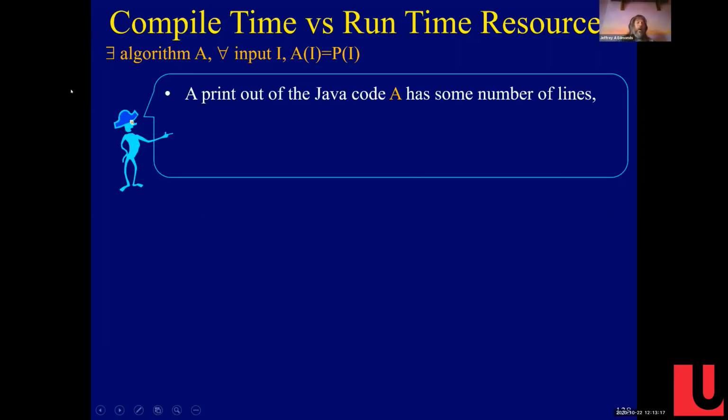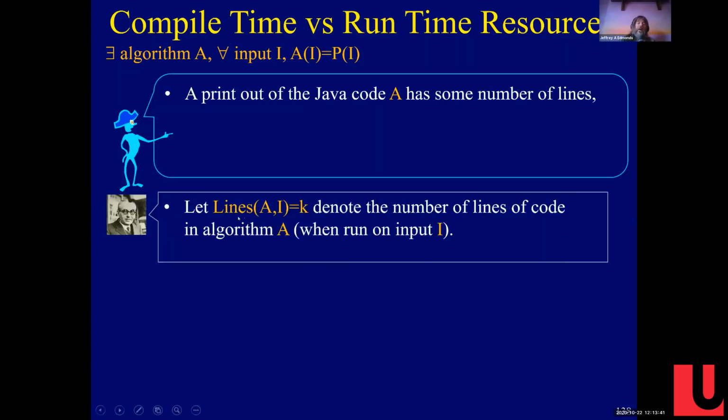So let's talk about that more. When I'm coming up with the algorithm, I type in the code and then print it on the printer. The algorithm will have some number of lines of code. It might have 10 lines, it might have 1,000,000,000,000 lines of code. So let's have new notation: Lines(A,I) will say that algorithm A, when running on input I, has K lines of code. It's just something we can talk about.